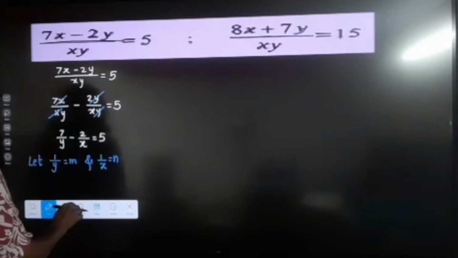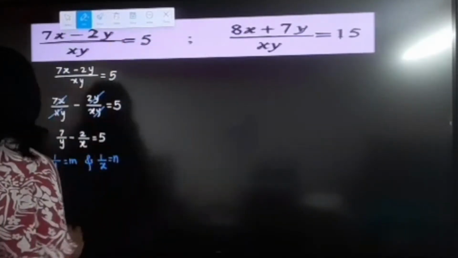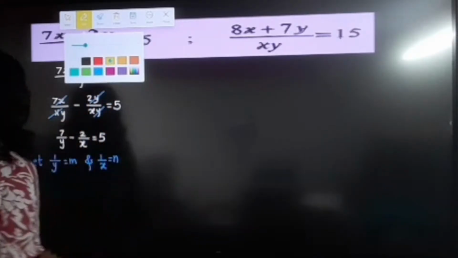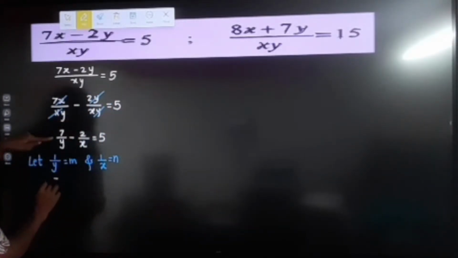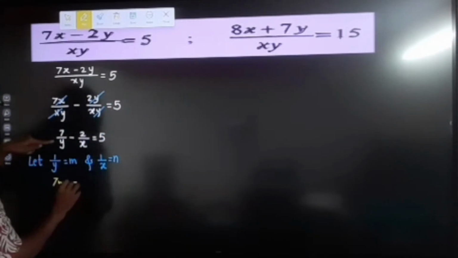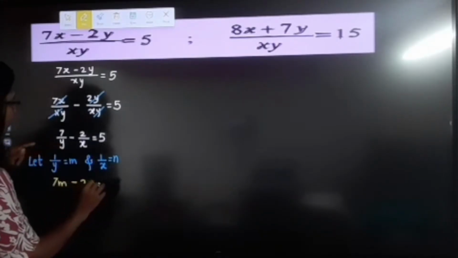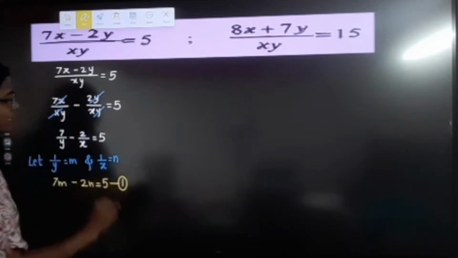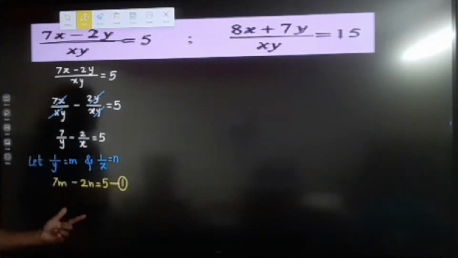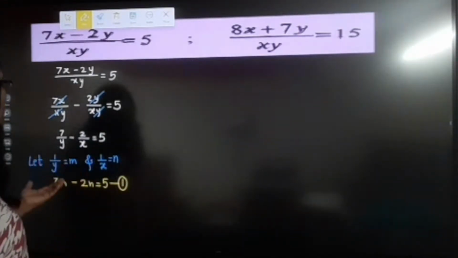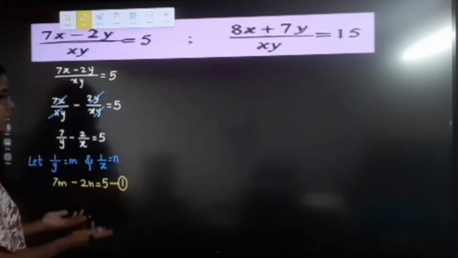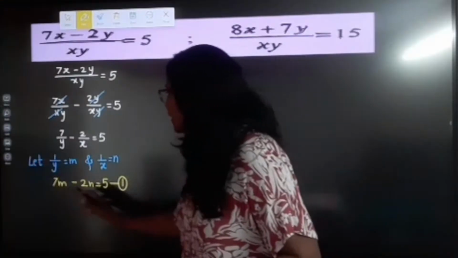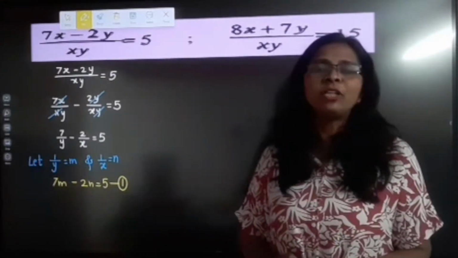So the simplification of the first equation will be, see here, 7m minus 2n is equal to 5. So we call it the first equation. Okay. See here, where is the denominator? There is no denominator, and that's why it is a simplified equation.